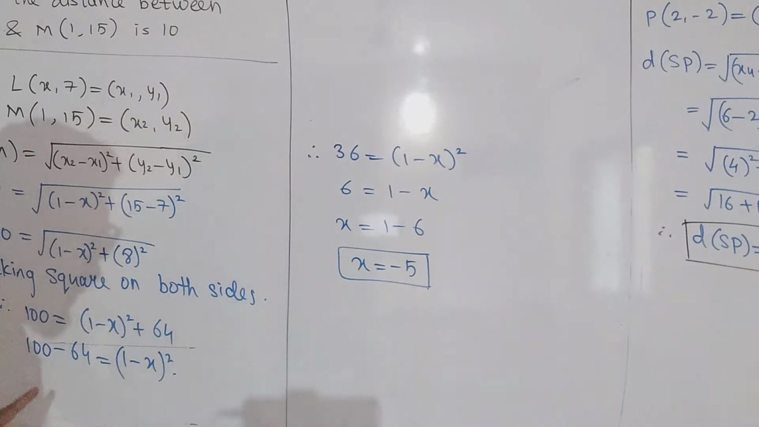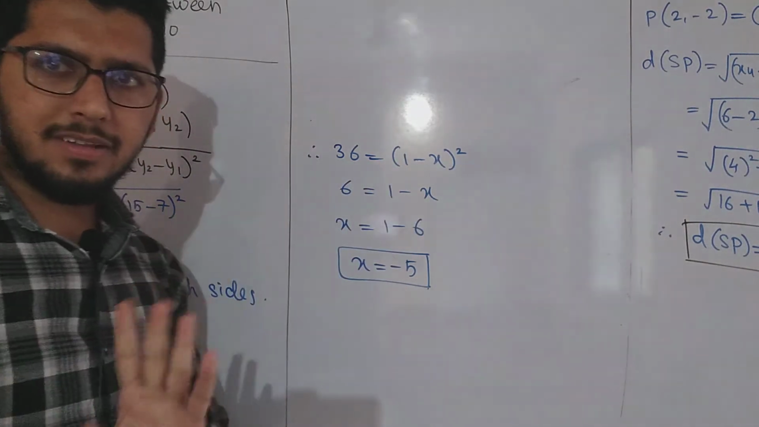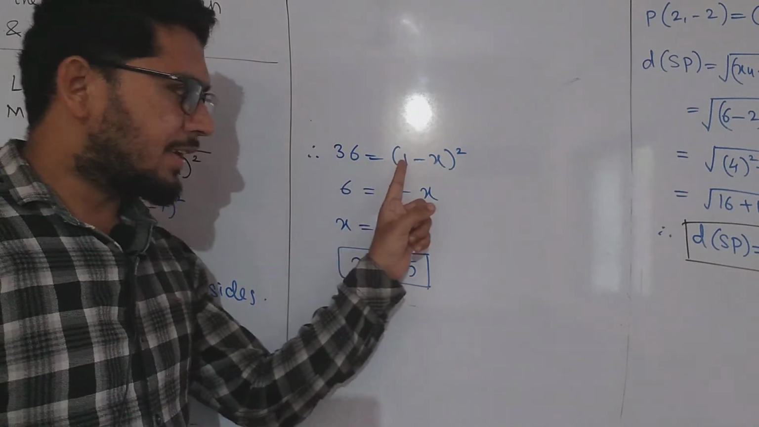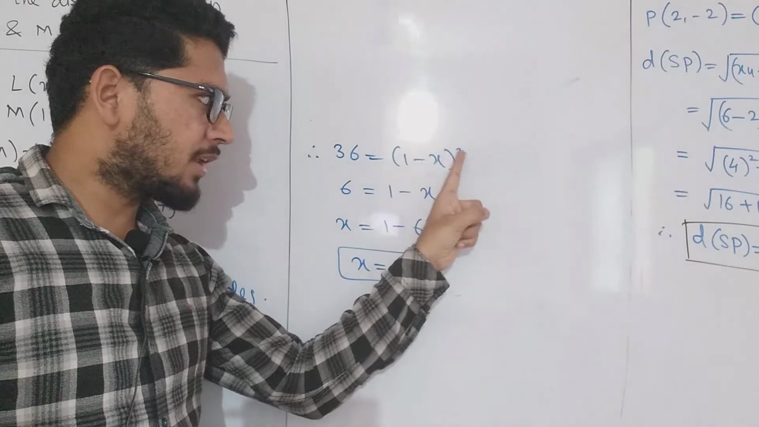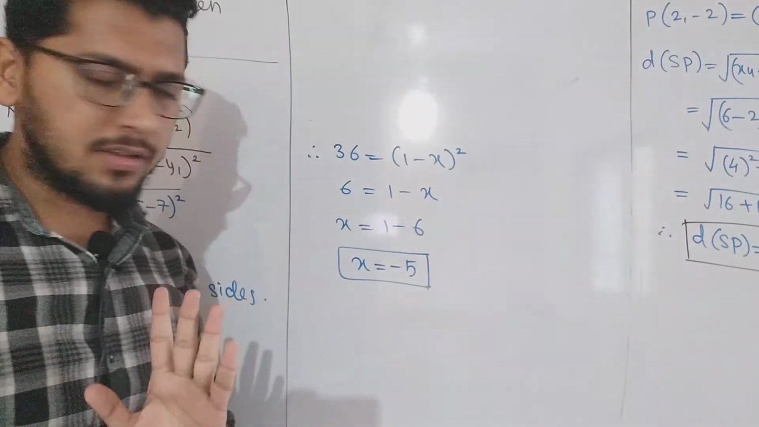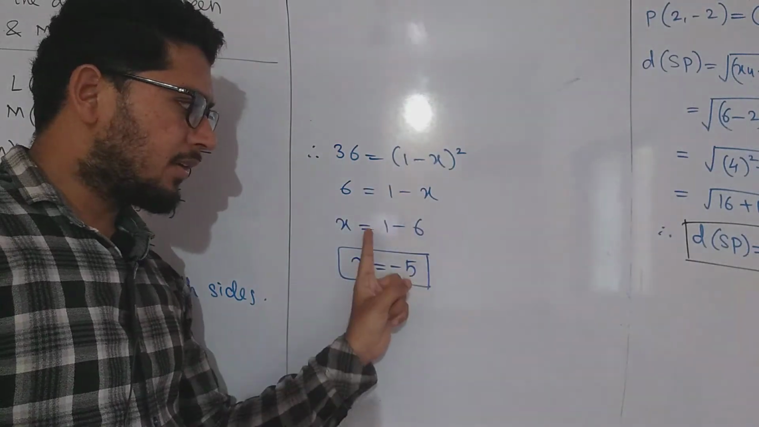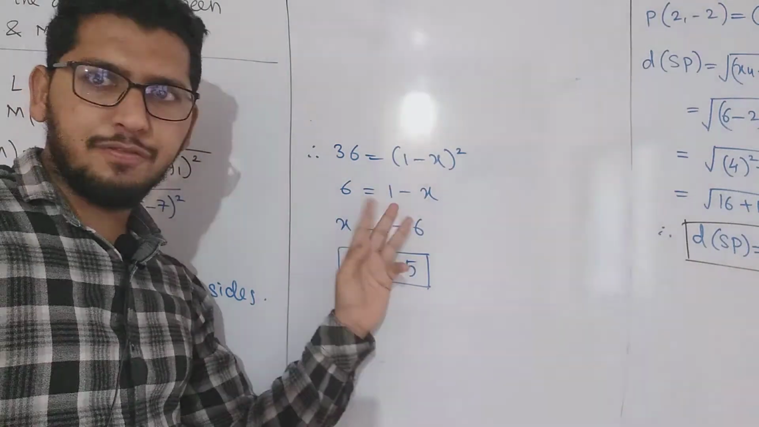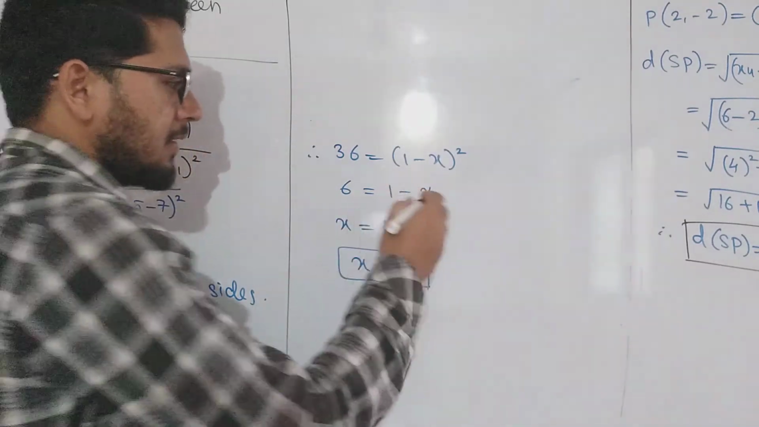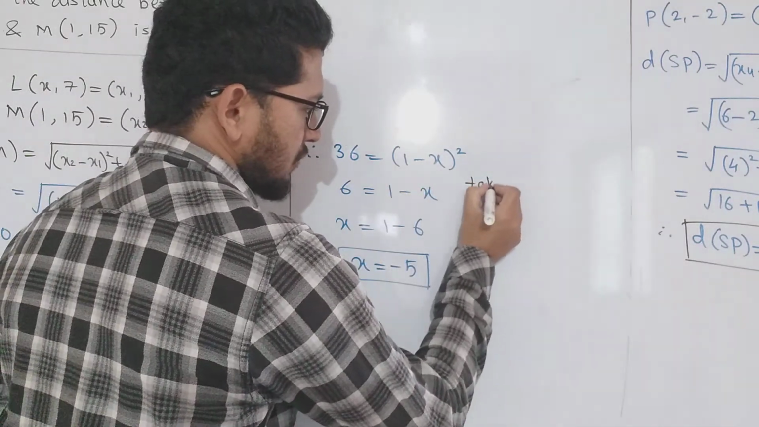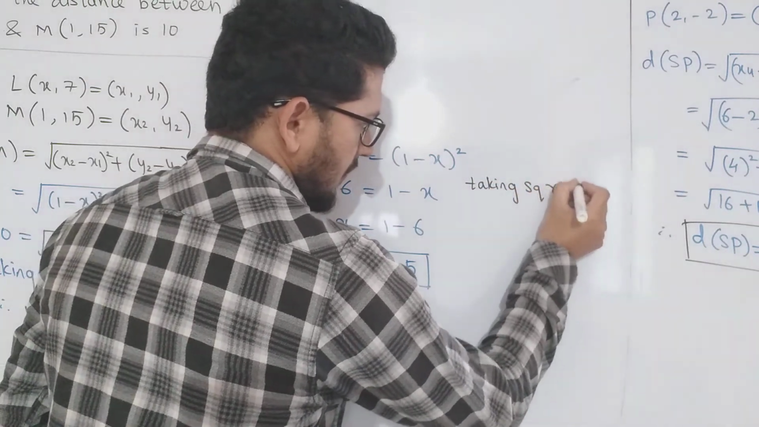Okay, how much did 100 minus 64 become? 36 is equal to (1 minus x) whole square, same. After taking square root, the square root of 36 will be 6, and since it is (1 minus x) whole square, the square will be cancelled, leaving 1 minus x only. After that x will come here, minus will become plus, and 6 will go there, 1 minus 6. We are just shifting the values. So 1 minus 6 is minus 5. So the answer is minus 5. Here we will write: taking square root.